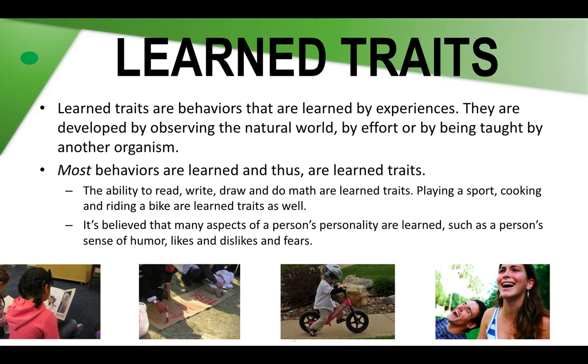So these behaviors are learned, like the ability to read, write, draw, do math, play an instrument, play a sport, cook, ride a bike, right? These are all things that you learn. So they're going to be learned traits. All right, think of it this way. Your parents might know how to ride a bike, but just because they know how to ride a bike doesn't mean that's passed down to you, right? Just because I'm a really good cook, all right, doesn't mean my son is already going to just be a good cook. You have to learn these things.